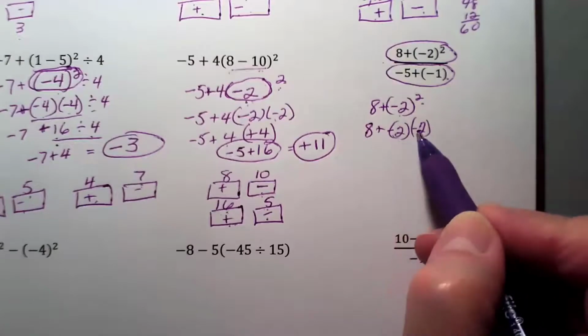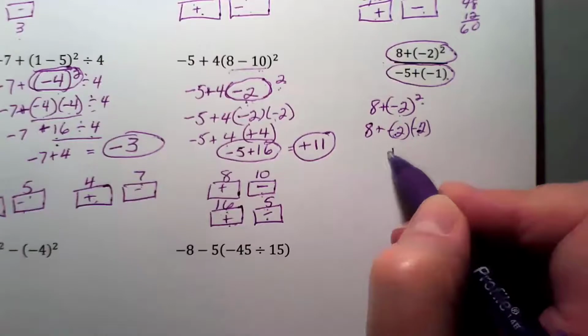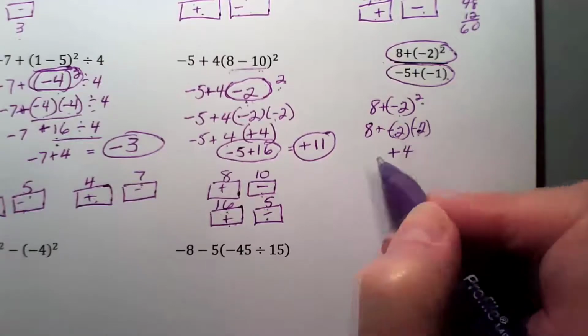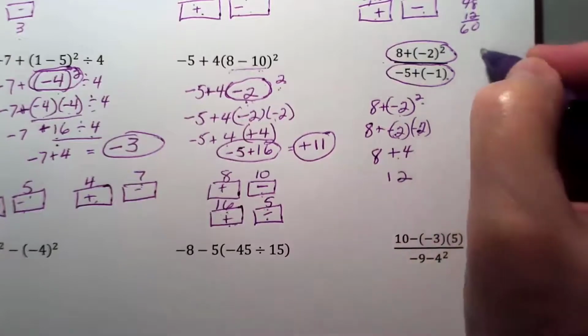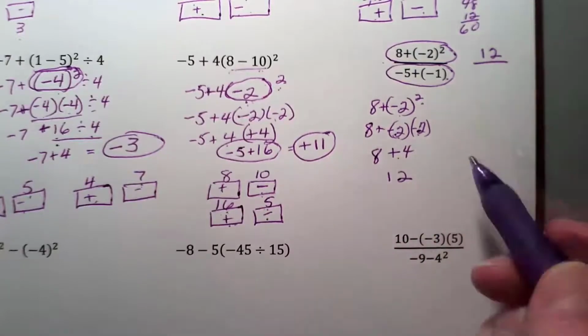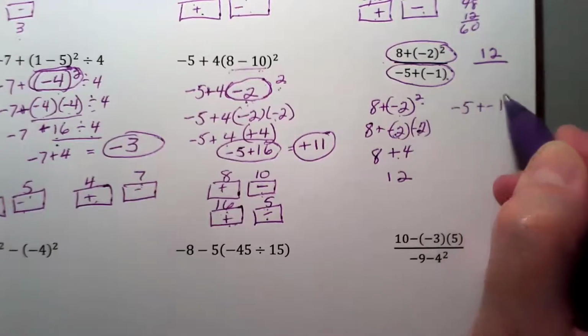Two negatives is an even number, so it's going to be positive. 2 times 2 is 4. So I have 8 plus 4, so I have 12. So the top is going to be 12. The numerator is 12. Then I do the negative 5 plus negative 1.